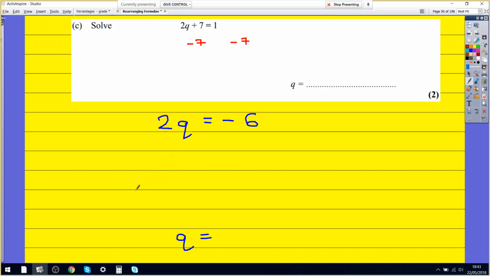How do you... So we have 2q equals. We want 1q equals. How do we do that? Divide it by 2. Yeah. Okay. What do we get? So that'd be q equals minus 6. You have to divide both sides by 2. Minus 3. Well done. That's it. And so we had in the start 2q plus 7. First we subtract the 7 and then we divide the 2. Any questions there? Nah.